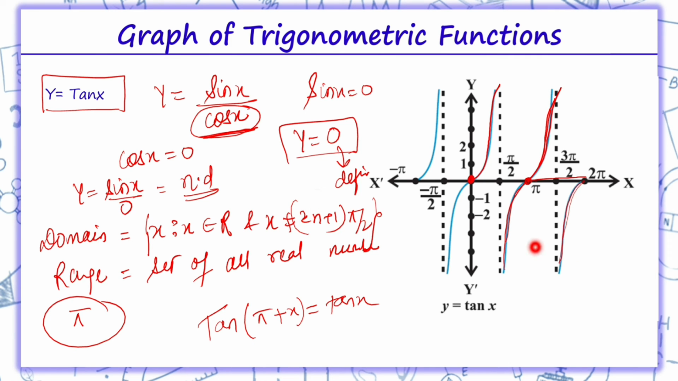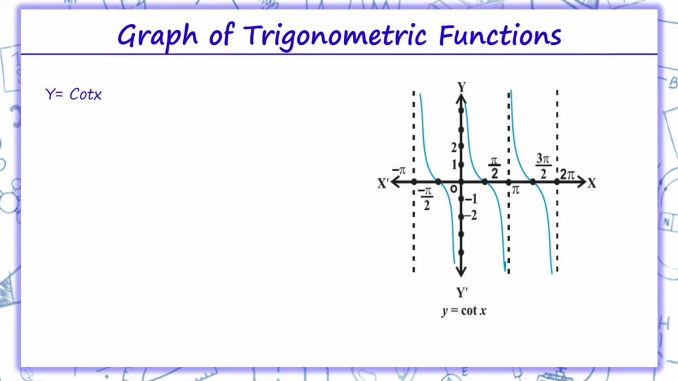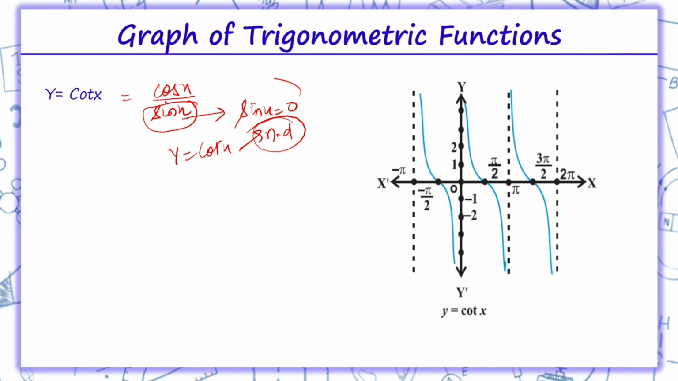Now the next graph is y is equal to cot x. This graph and the previous graph, that is tan x, are similar. The only difference is that cot x is cos x by sin x. So if sin x comes out to be 0, then y equals cot x is not defined. So here the domain will be x such that x belongs to all real numbers except where x is equal to n pi. Or we can say x is not equal to n pi.